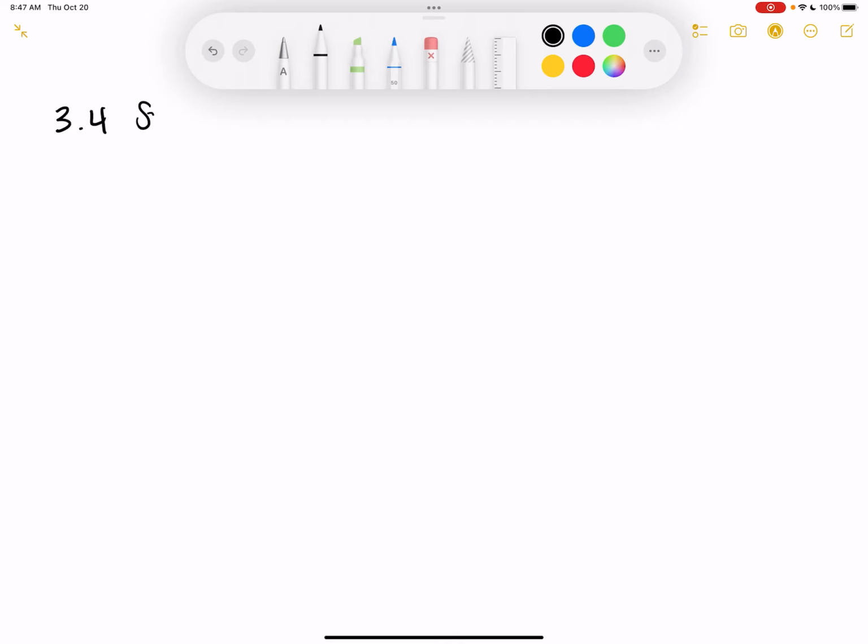3.4, solve systems of linear equations in 3 variables.